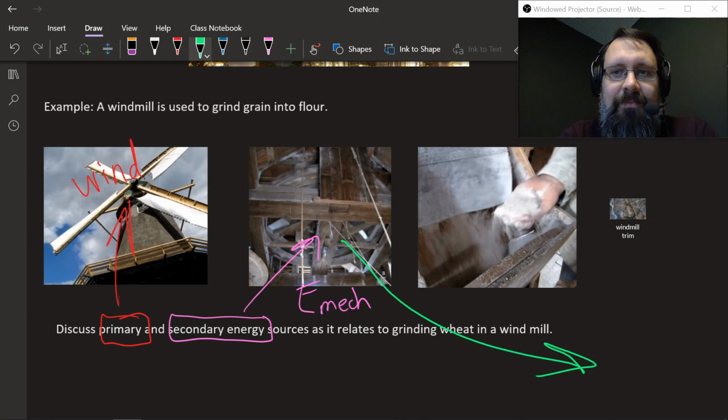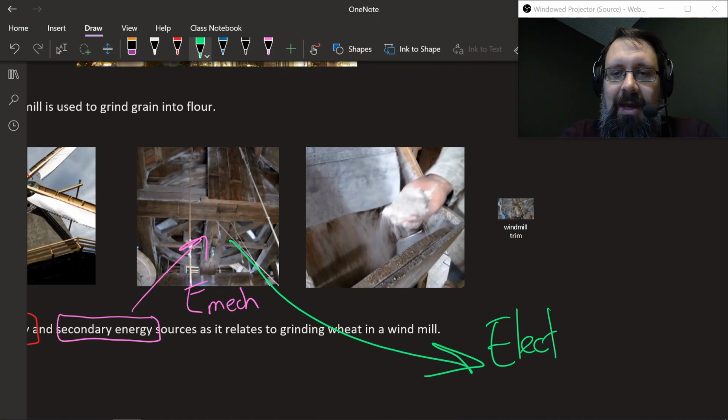Turn it into electricity. Yeah, you make electricity out of it. I'm going to run out of space. And is electricity a secondary or a primary source?